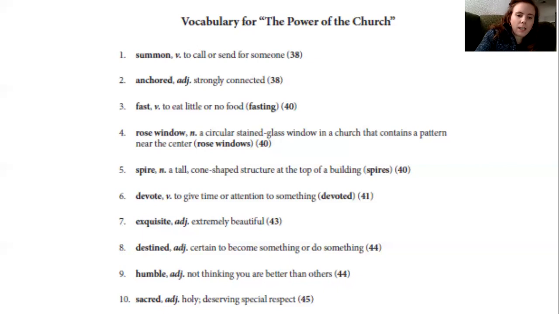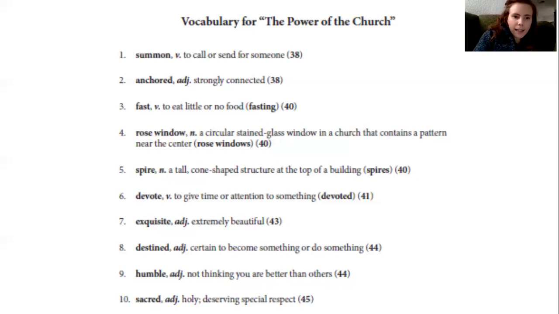All right, word 7 is exquisite. That's a fun word to say. E-X-Q-U-I-S-I-T-E. Even though there's an E on the end of that word, that's a short I sound at the end. Exquisite. And exquisite is a describing word, an adjective that means extremely beautiful. So if someone cooks you something, you could say, look at this exquisite meal that you've prepared, to give them a compliment.